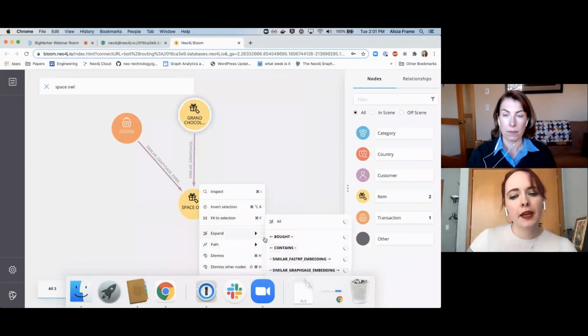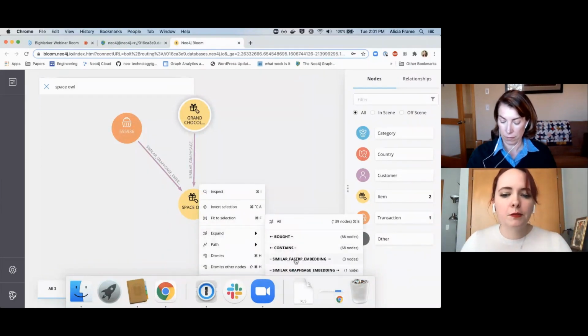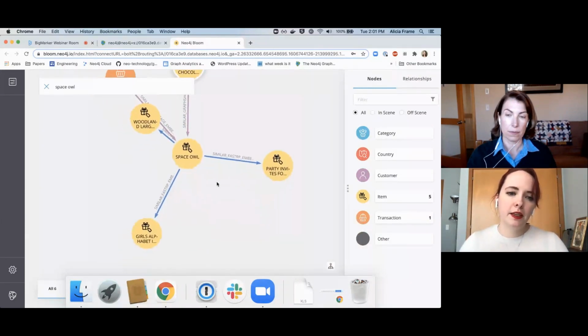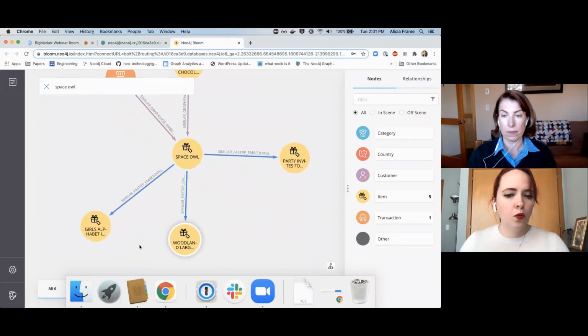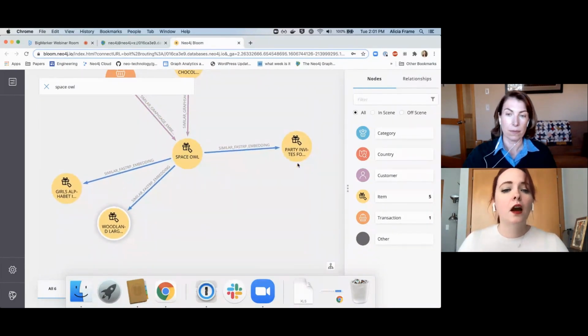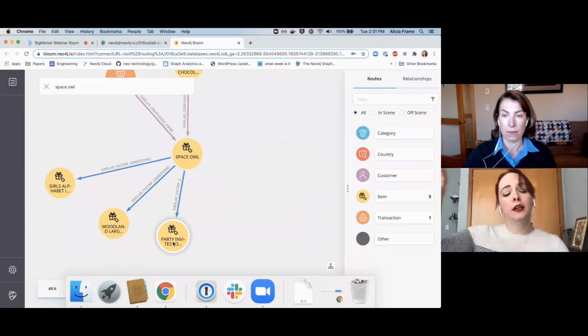If I want to compare, I can look at what has a similar FastRP embedding. And FastRP is trained on just items. So the only similar FastRP embeddings I get are items that are similar in the embedded space, just with that embedding. So that's okay, this makes sense.